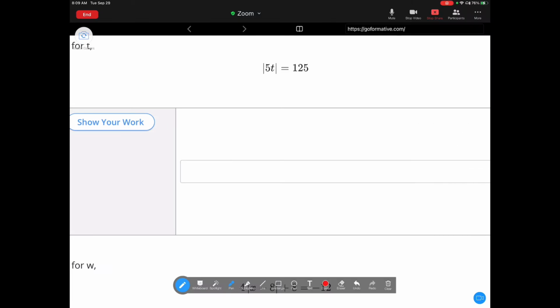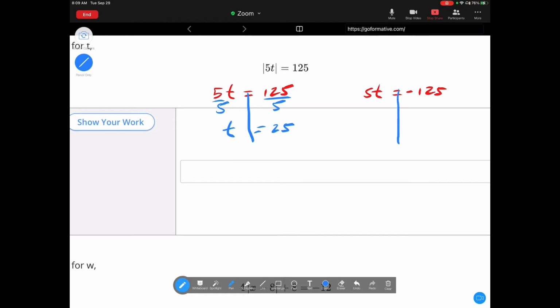We have 5t equals 125, which means 5t equals 125 and 5t equals negative 125. Then you're just going to solve for t by dividing by 5, which means t is 25 and t is negative 25.